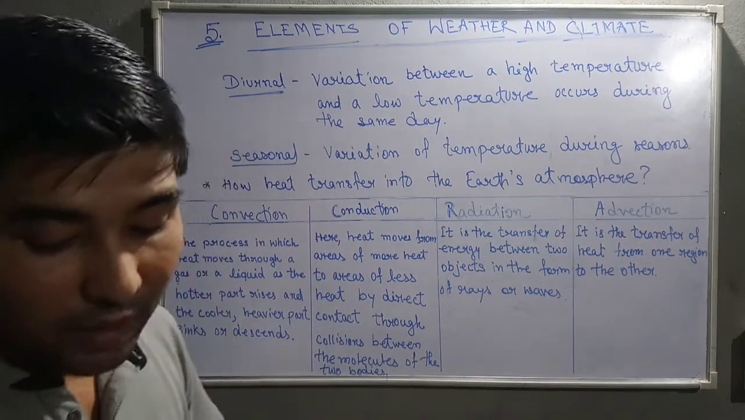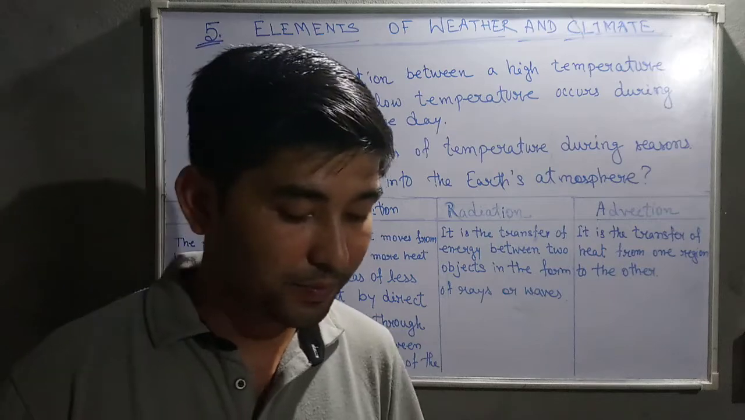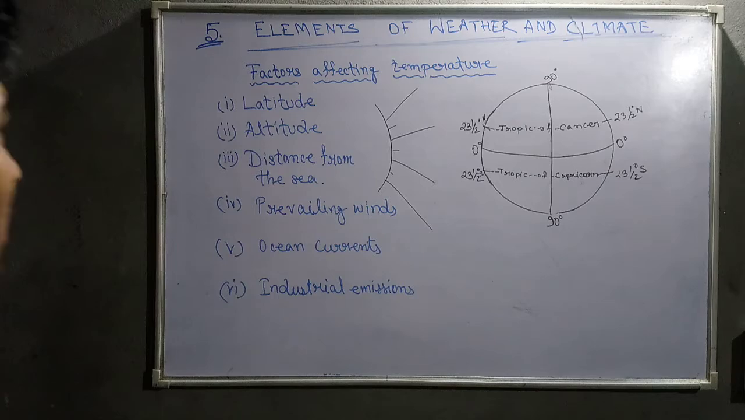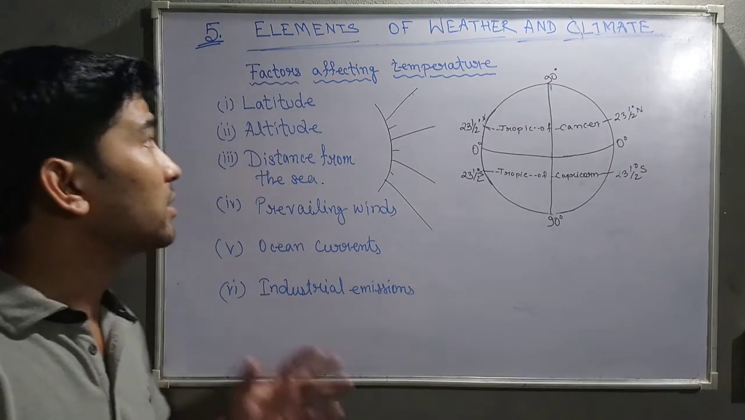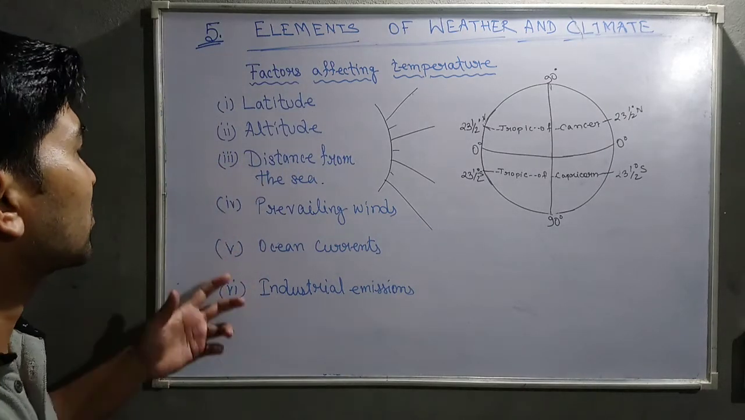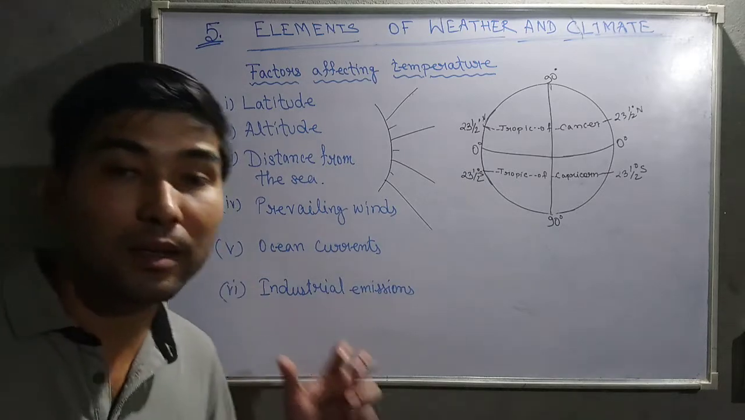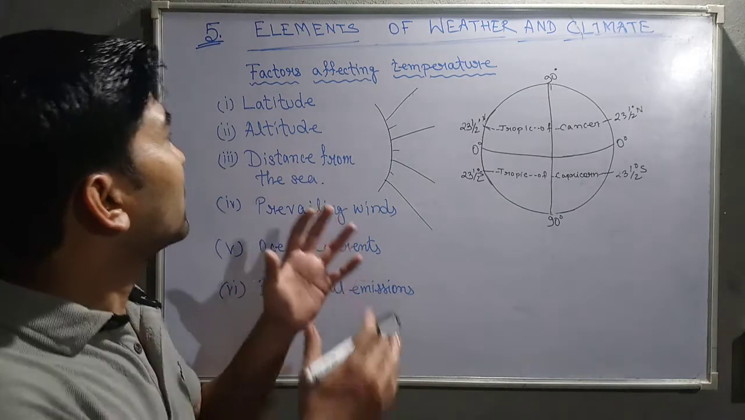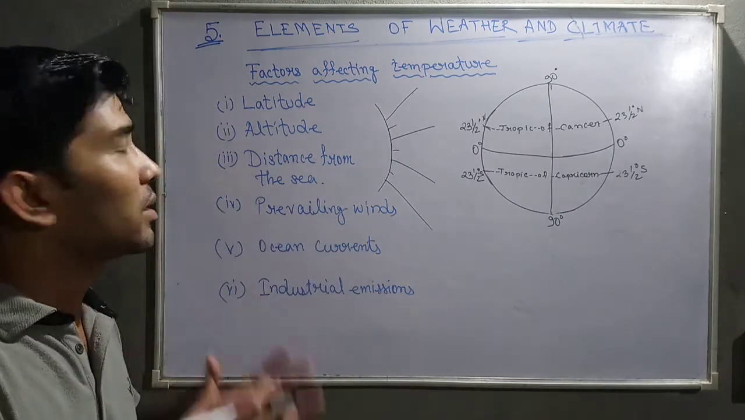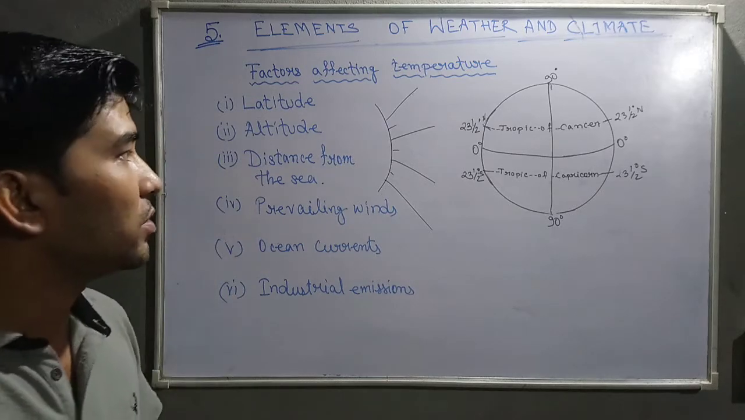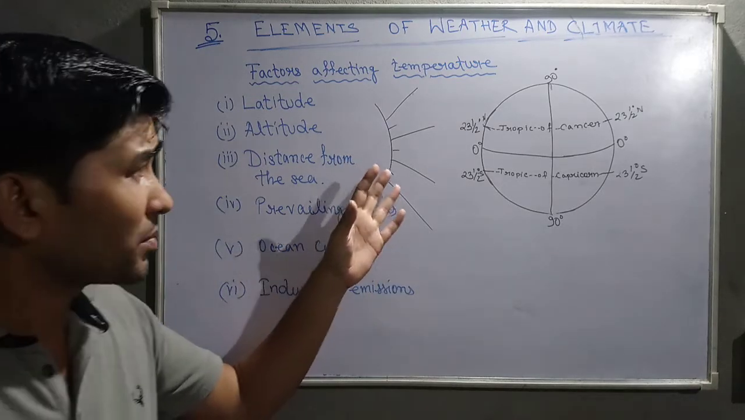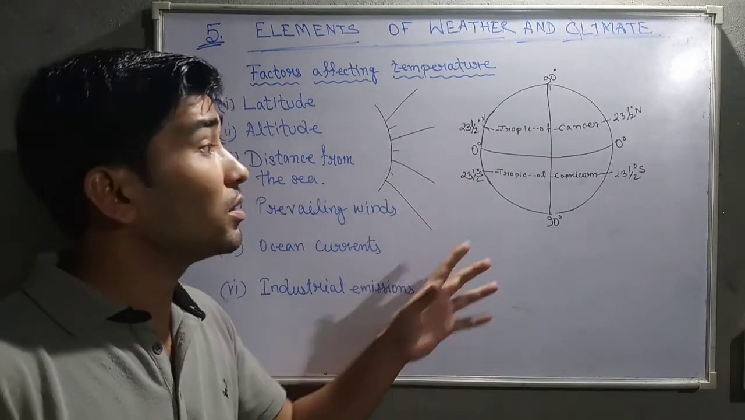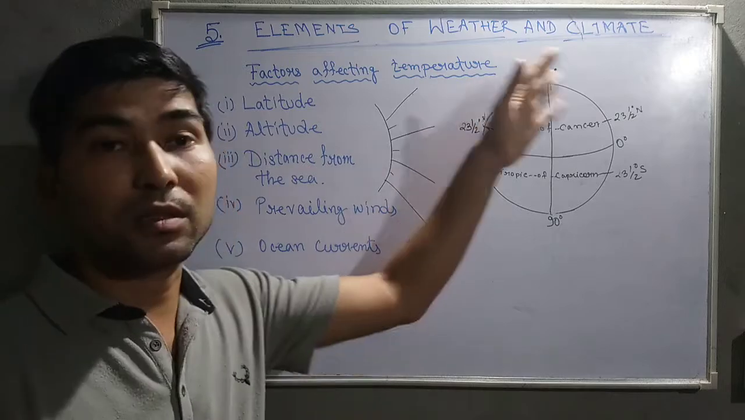Now let's see the factors affecting temperature. These are the factors affecting temperature: latitude, altitude, distance from the sea, prevailing winds, ocean currents, and industrial emissions. Let's first understand the first factor affecting temperature, that is latitude. Here you could see the sun rays strike the earth at different angles from the equator towards the poles.